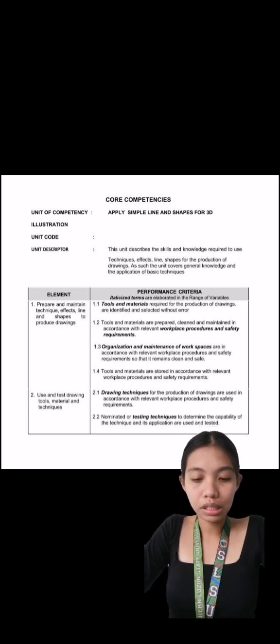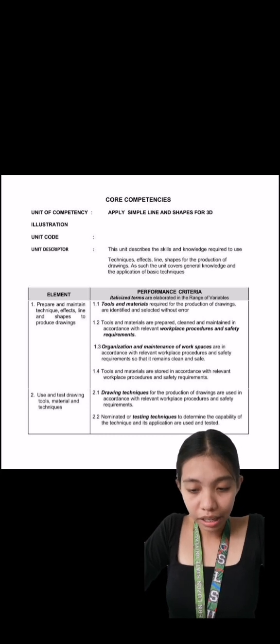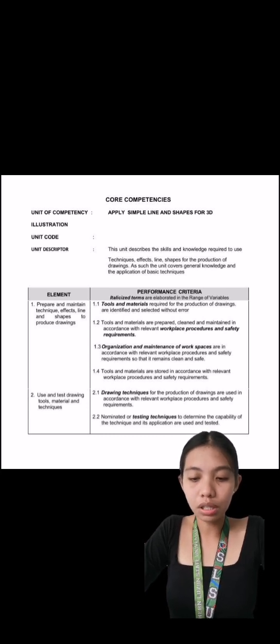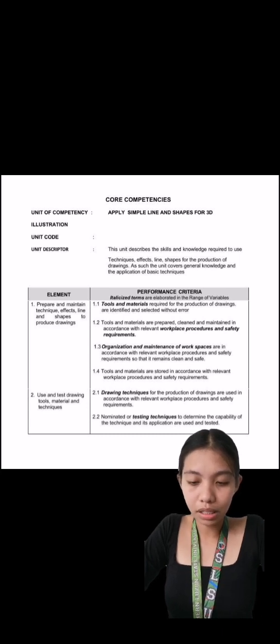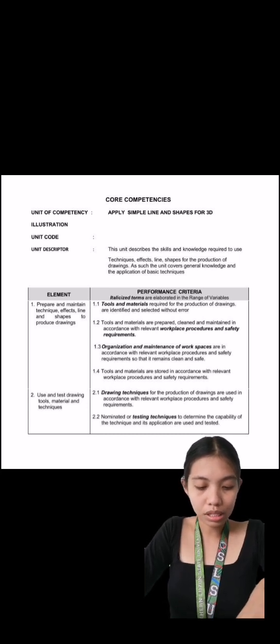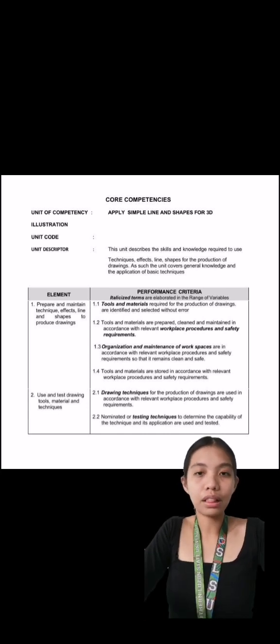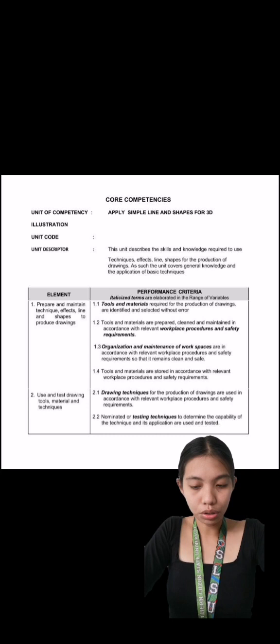Unit descriptor. This unit describes the skills and knowledge required to use techniques, effects, align shapes for the production of drawings. As such, the unit covers general knowledge and the application of basic techniques. The elements of apply simple line and shapes for 3D are: number 1, prepare and maintain technique, effects, line and shapes to product drawings. Number 2 is use and test drawing tools, materials, and techniques. And last, produce the drawings and poster.